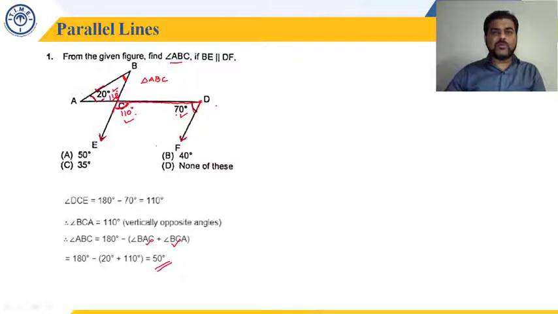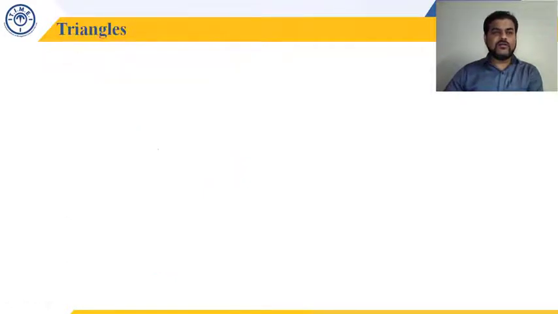Okay, I hope this problem is clear. Now let us move ahead. Look at properties related to triangles. The sum of all the three angles of a triangle is 180 degrees. So this is a very easy property, we all remember.